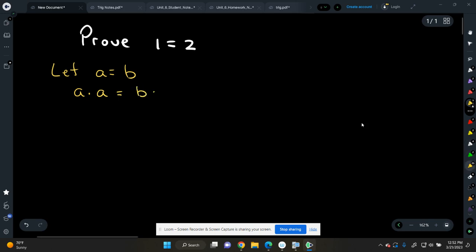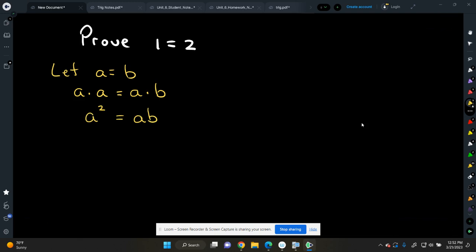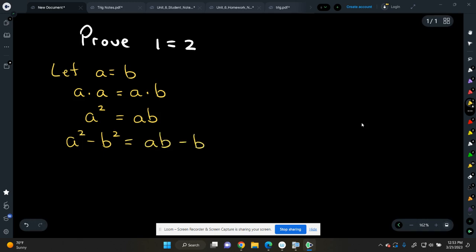Whoops, let me rewrite that so I don't confuse you. I'm going to multiply both sides of the equation by A. Are we okay doing that? Yes. If A equals B, then A times A is equal to A times B. Do you follow that? Okay. So that means that A squared, A times A is A squared, is equal to AB. Good with that? Okay. Now I'm going to subtract B squared from both sides. Anyone have an issue with that?